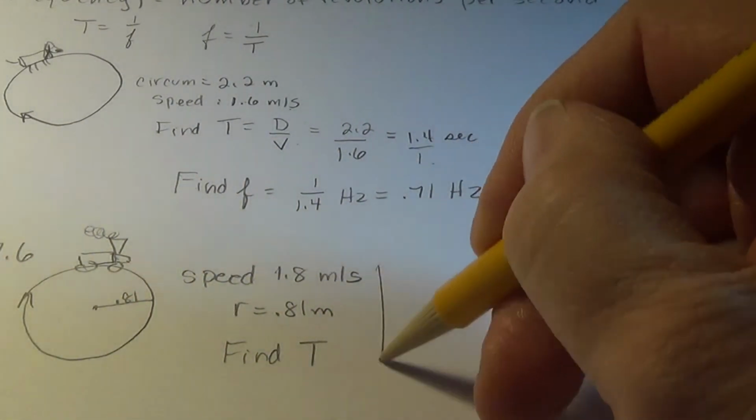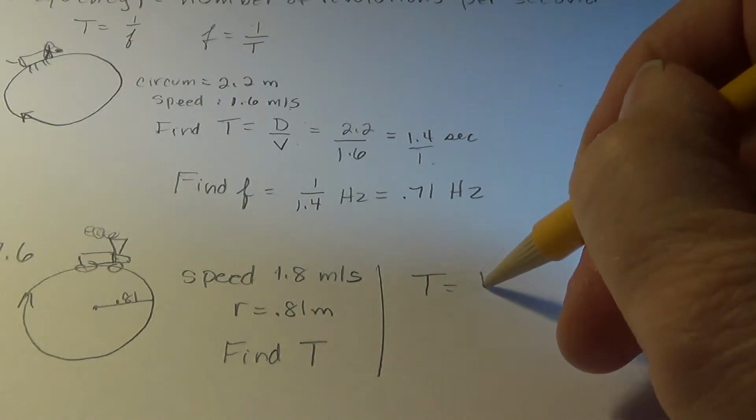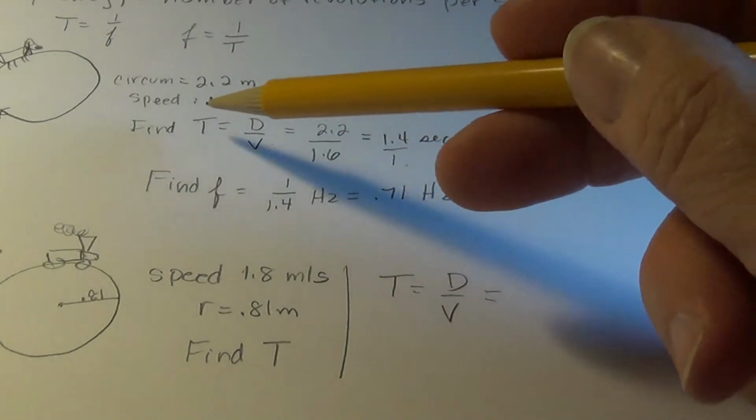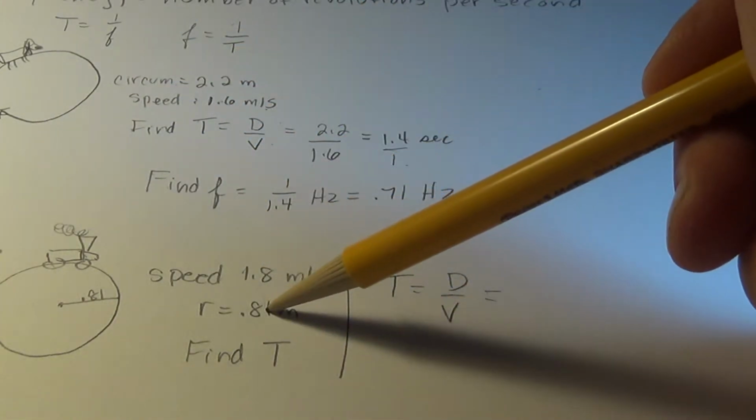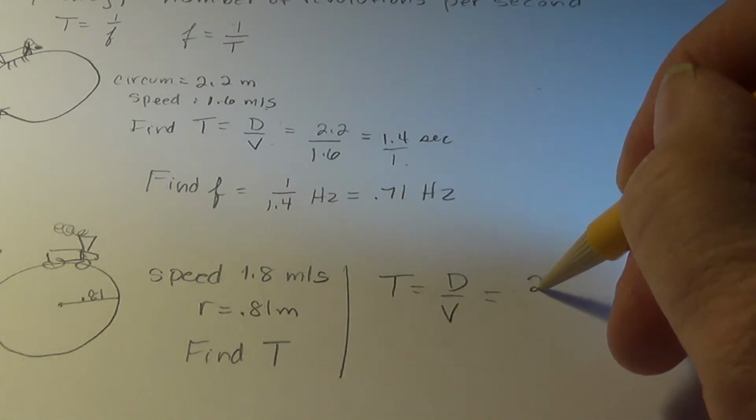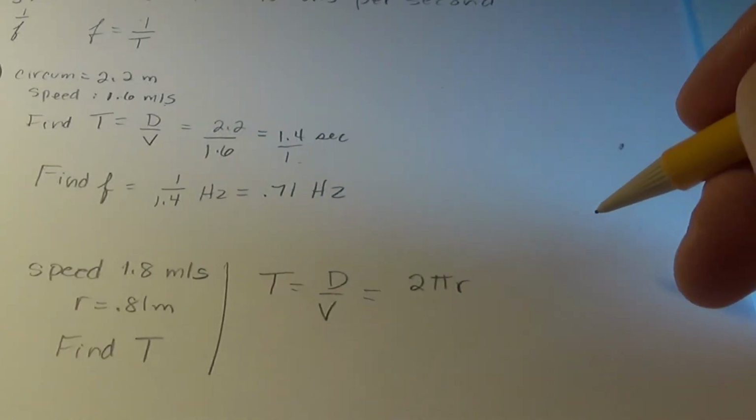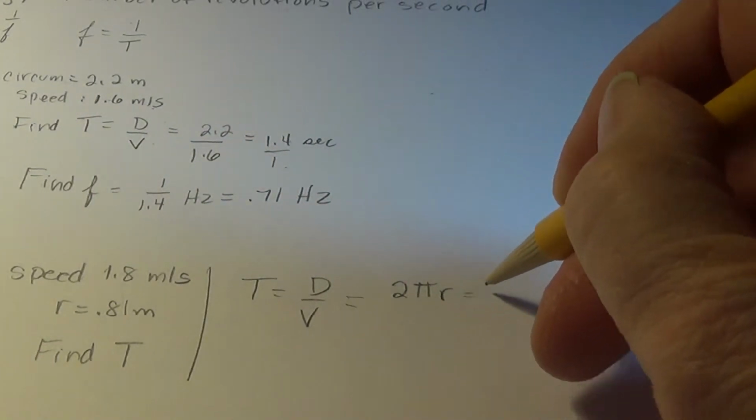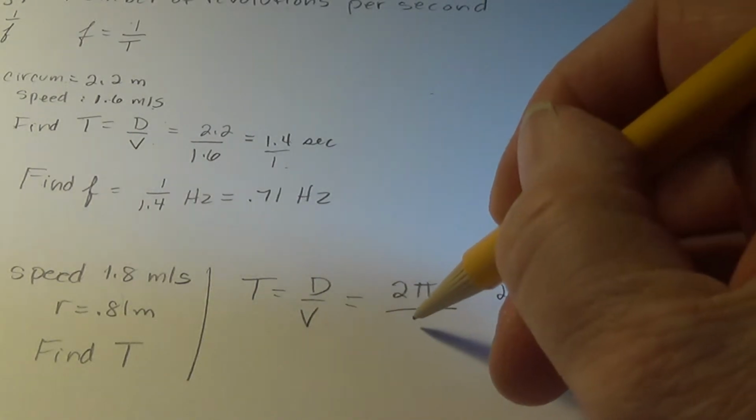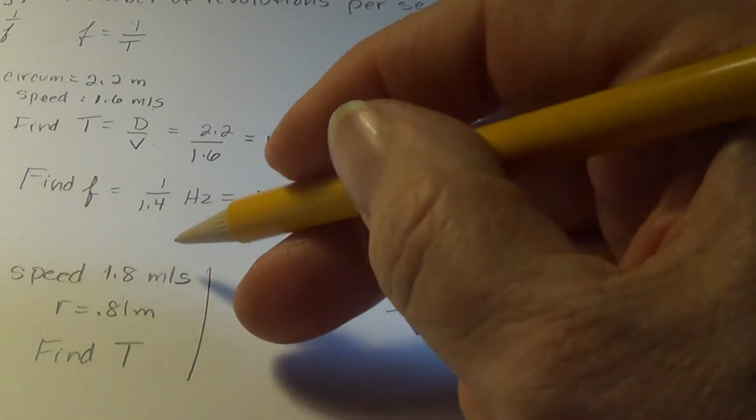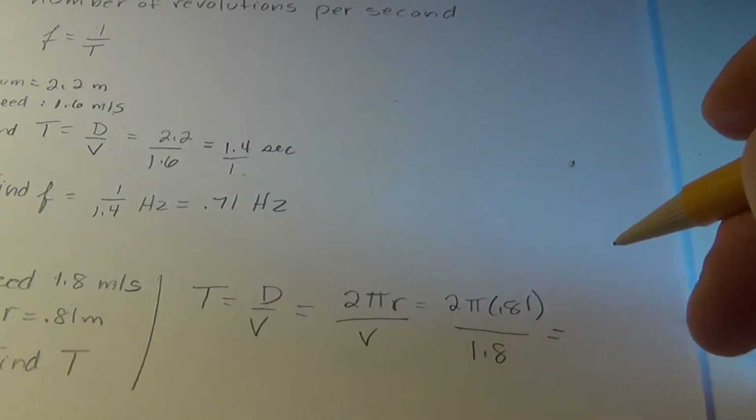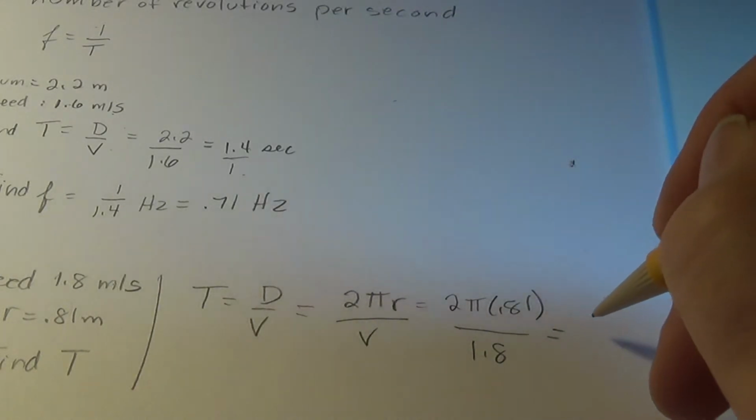After you've tried it, we know that period is distance divided by velocity. The distance wasn't given. Up in here we were told circumference, but here we were told radius. We can get from radius to circumference by using 2πr. So 2π, and the radius is given as 0.81, so that takes the place of distance, divided by the velocity, and the velocity was 1.8. And when I tippy tap that in, I got out 2.8 seconds.